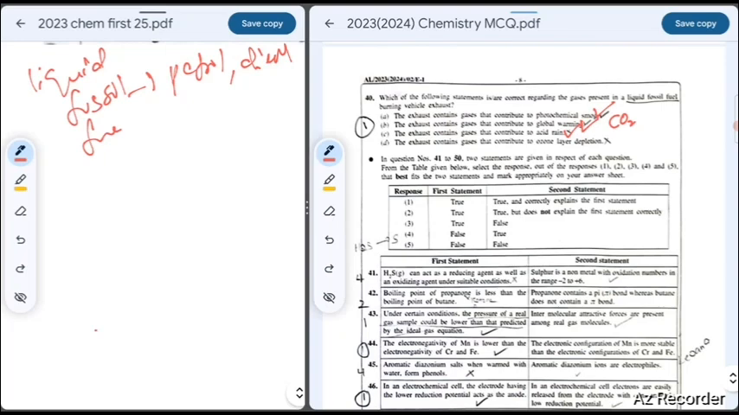Then part D, the exhaust contains gases that contribute to ozone layer depletion. Yes, because oxides of nitrogen like NO can initiate the chain reactions which can dissociate O3. What are the ones? Like oxides of nitrogen. Those can initiate chain reactions in order to dissociate O3.